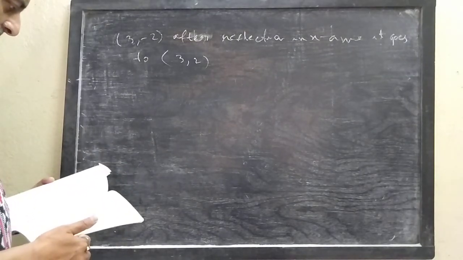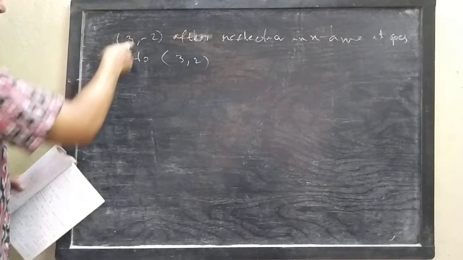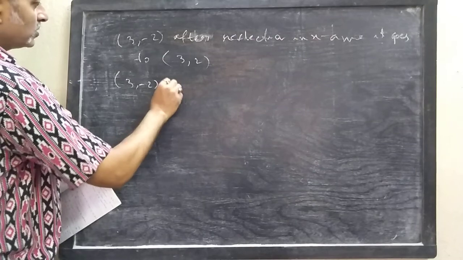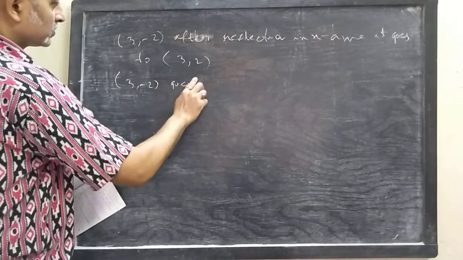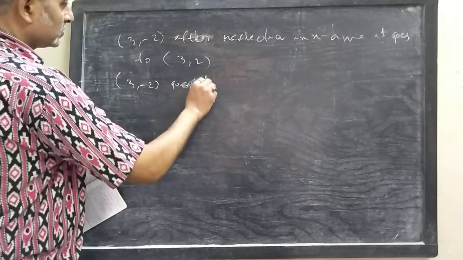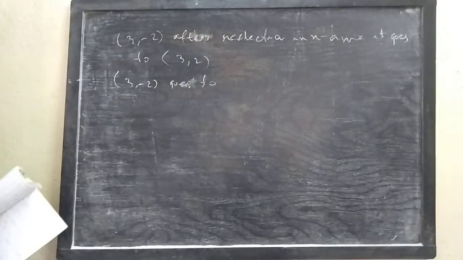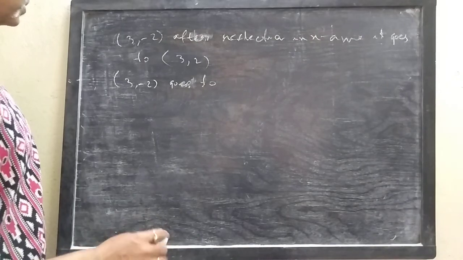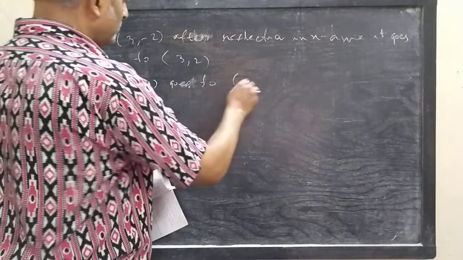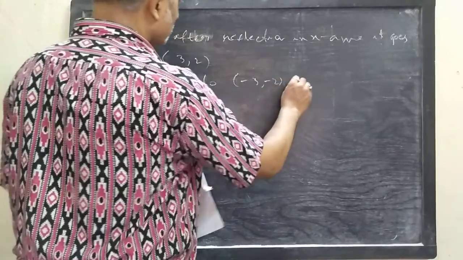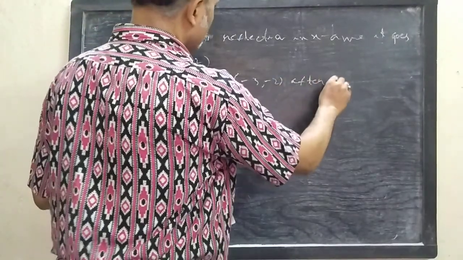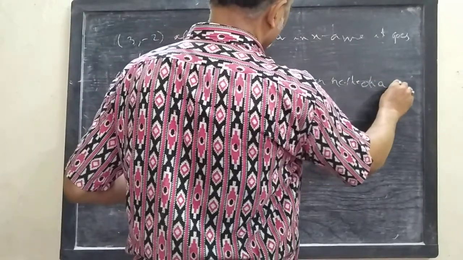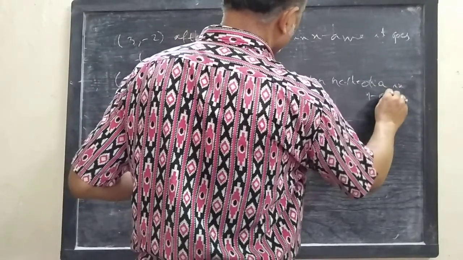Next, reflected in the y-axis. When the same point (3, minus 2) goes to what point after reflection in the y-axis? When it is reflected in the y-axis, the ordinate remains fixed, the abscissa changes its sign. So it goes to (minus 3, minus 2) after reflection in the y-axis.